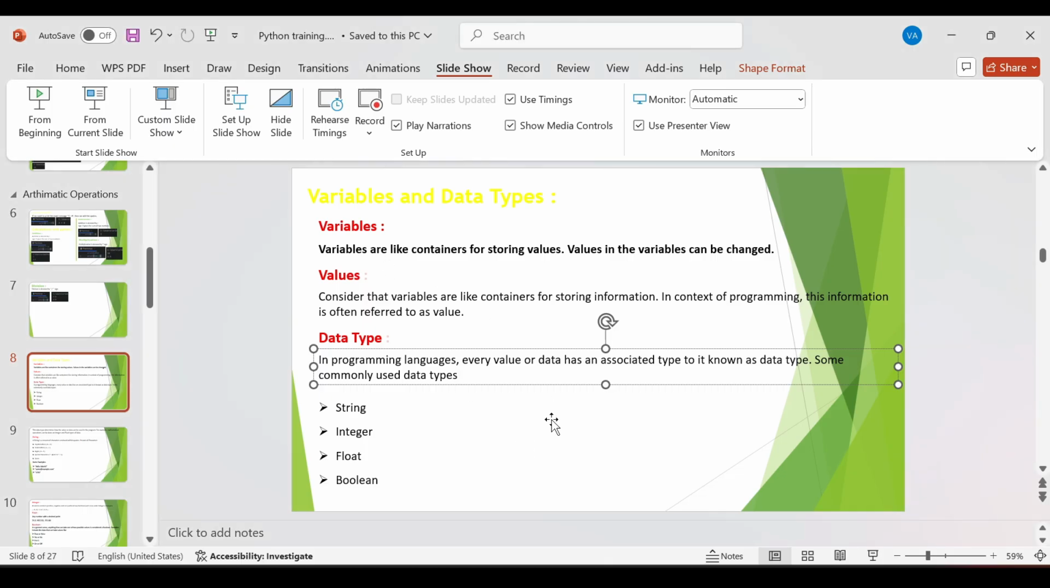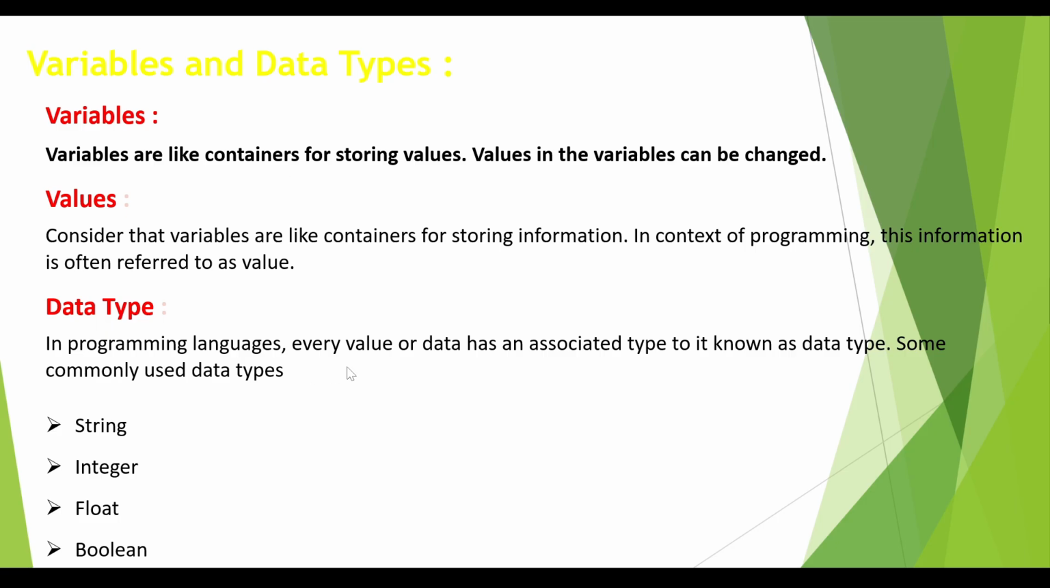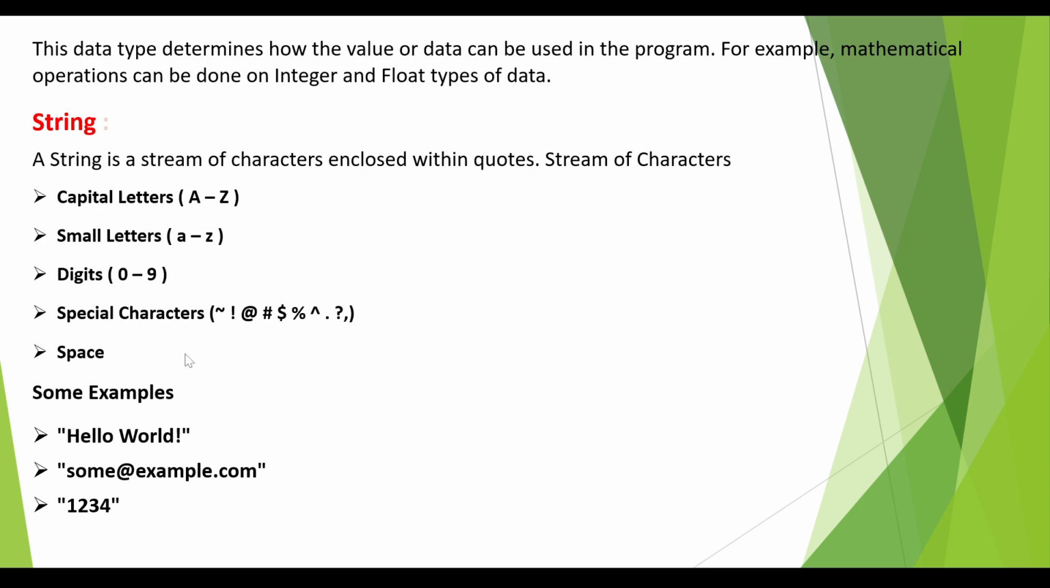See here, friends. Every language or data has an associated type known as the data type. These are string, integer, float, and boolean. The data type determines how a value or data can be used in the program, for mathematical operations, and integers and floats have different situations. Already I told you string means alphabets, numbers, the information in between the double quotes, which is called string values.